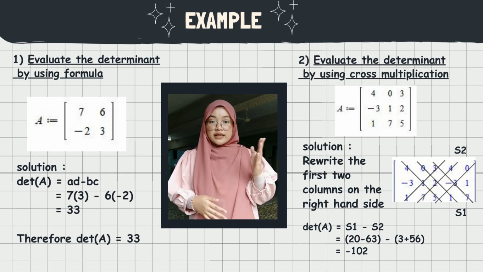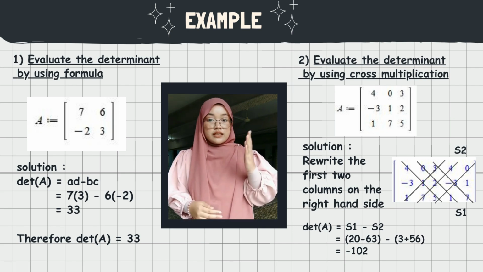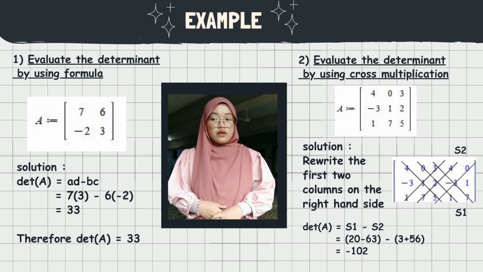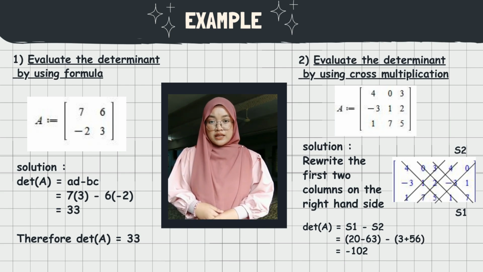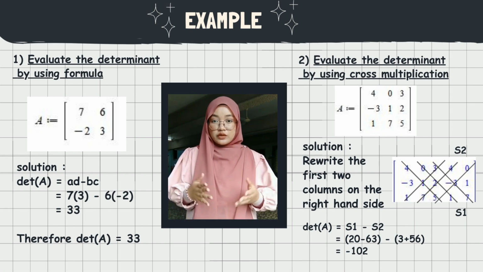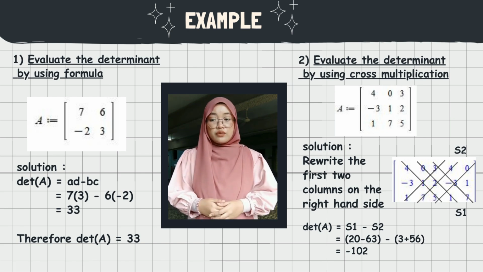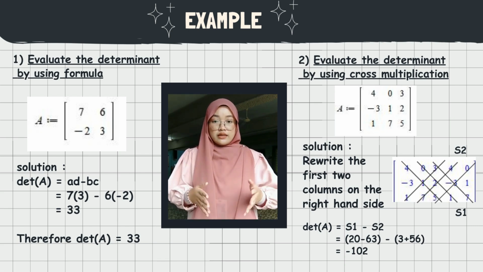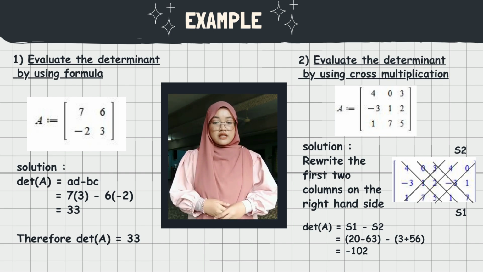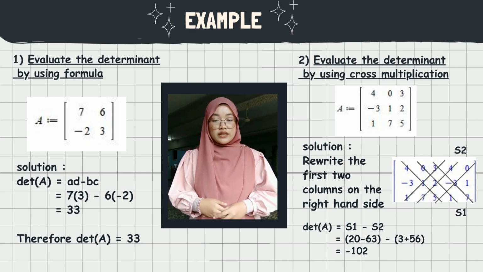Okay, so the second example is evaluate the determinant by using cross multiplications. Given that the matrix A is 4, 0, 3, negative 3, 1, 2 and 1, 7, 5. As we see, the matrix is 3 by 3, so we have to use cross multiplications to get the determinant. So the solution is we have to rewrite the first two columns on the right hand side. And then next we use the cross multiplications to get the answer. So determinant A equals S1 minus S2. So the final answer is negative 102.